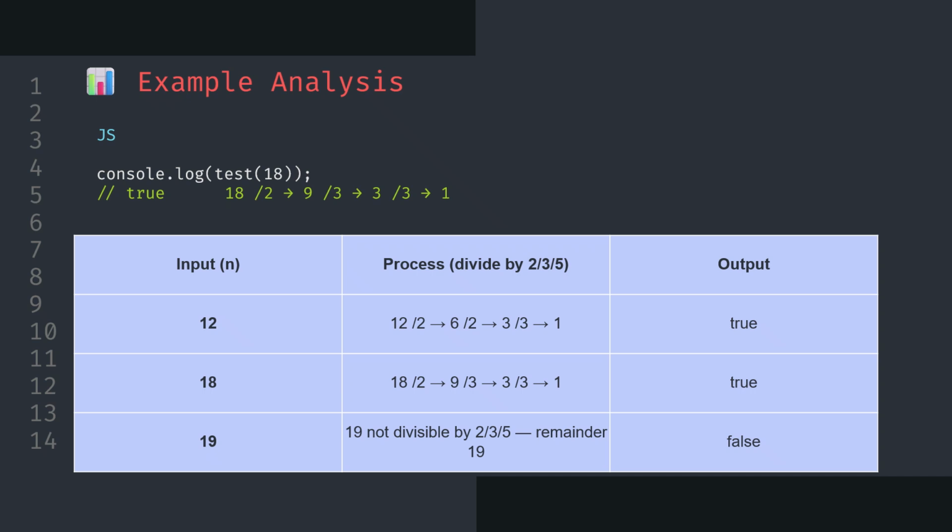12 reduces to 1 after removing factors 2 and 3. Ugly. 18 also reduces to 1 via factors 2 and 3. Ugly. 19 cannot be reduced because it contains a prime, 19. Not allowed. So it is not ugly.